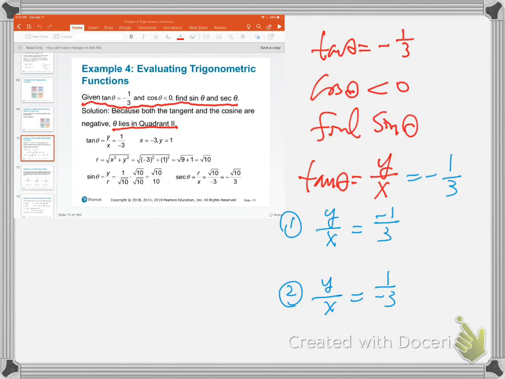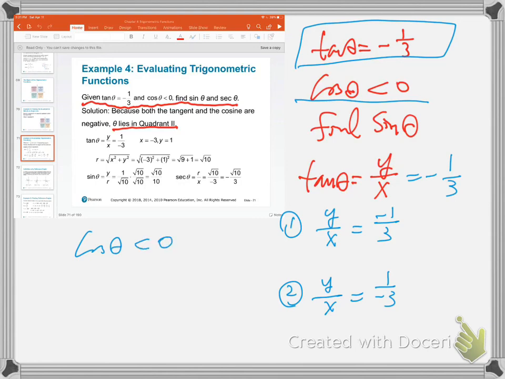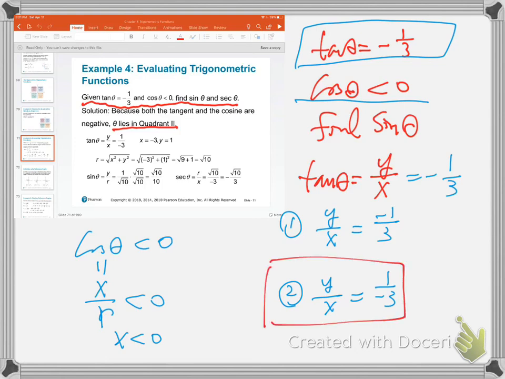Okay, so from the first condition, tangent is -1 over 3. We got two possibilities. And we have another piece of information: cosine theta is less than 0. So what is cosine? Cosine is x over r, and we know r is always positive. So this being less than 0 implies x is less than 0. So x is negative, y is positive. So this is our case.